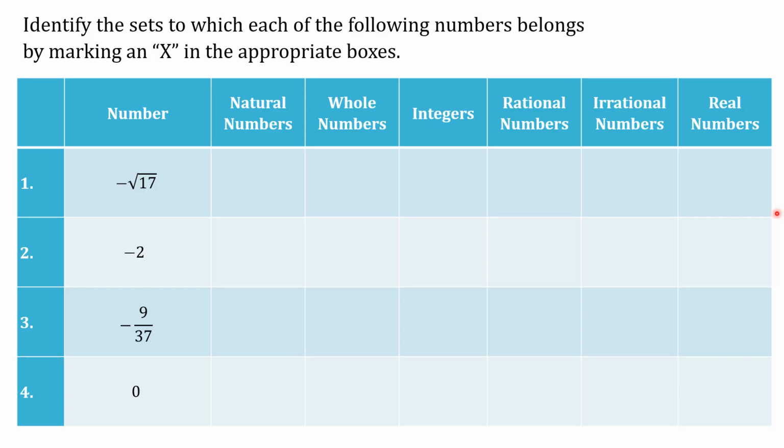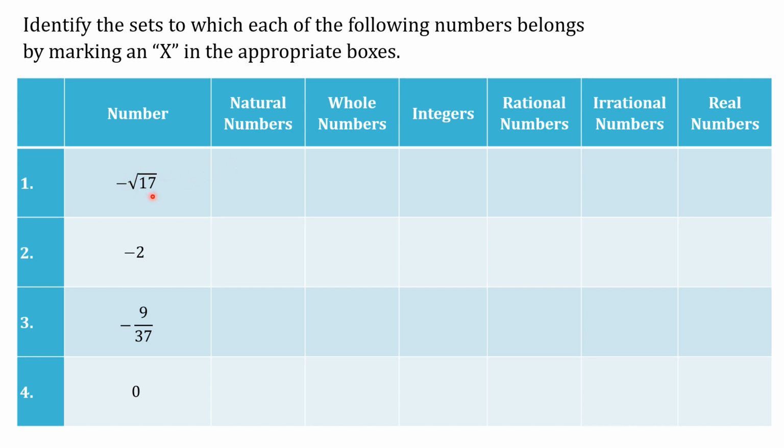All right, so let's do an example. You're going to see questions just like this on the test, so you do want to familiarize yourself with this type of question to make sure that you are comfortable with it. It says, identify the sets to which each of the following numbers belongs by marking an X in the appropriate boxes.